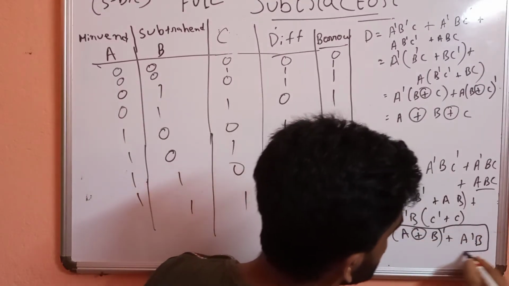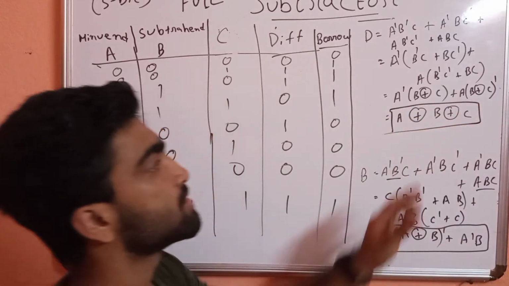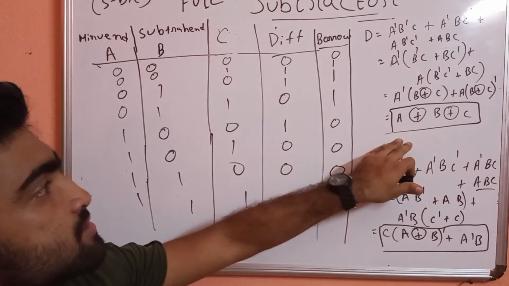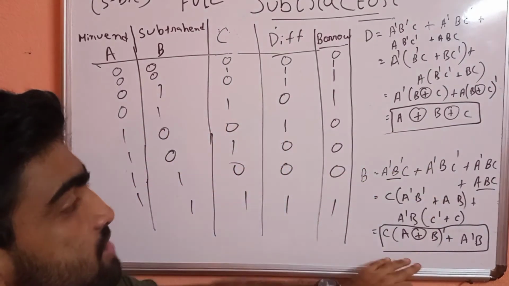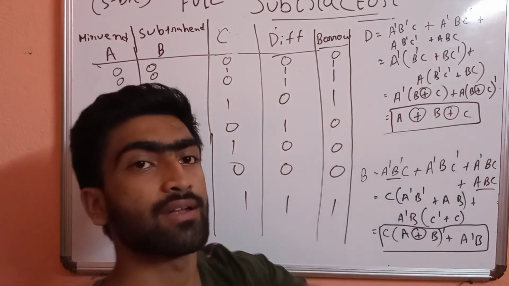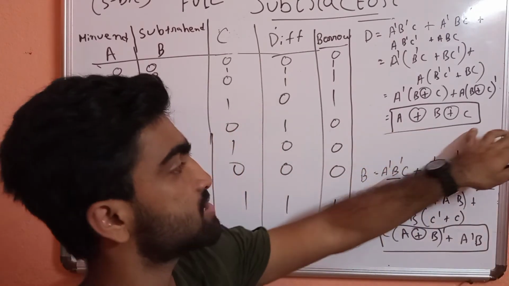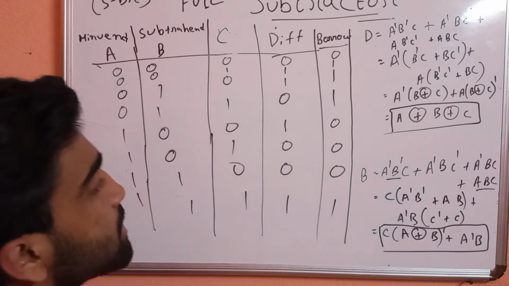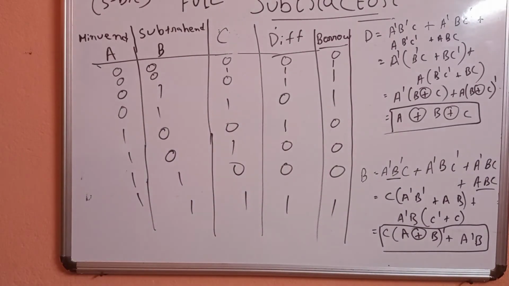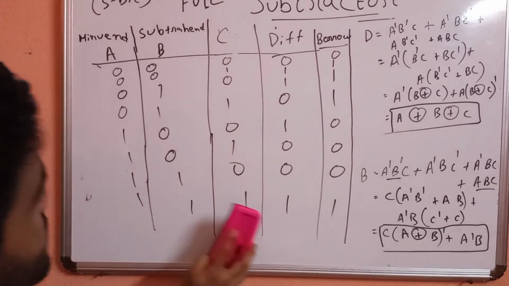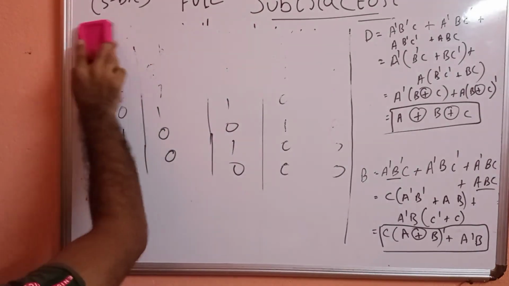We have got the expression for borrow, and this is our expression for difference. The difference in the full subtractor and the sum in the full adder are the same. See the expression, this is the same, if you have noticed. Now how to draw the circuit diagram of it? So let us see how to draw the circuit diagram of it. I hope you have taken a screenshot of this part.